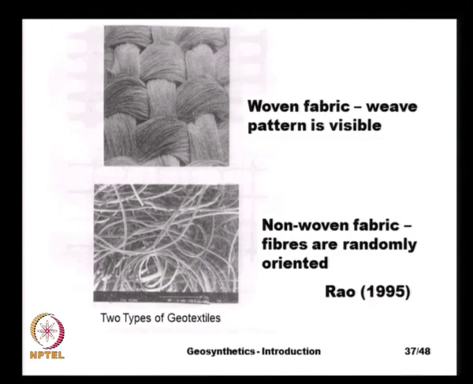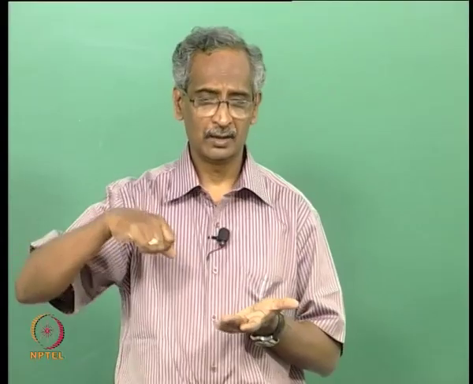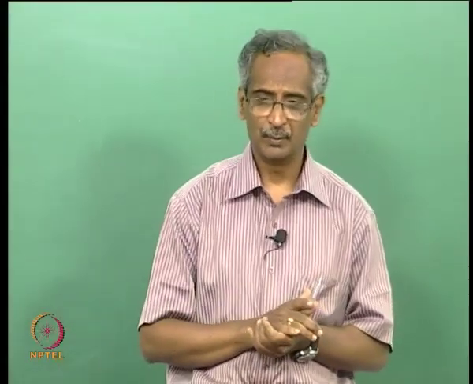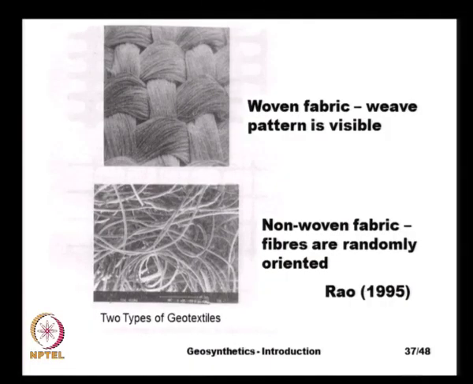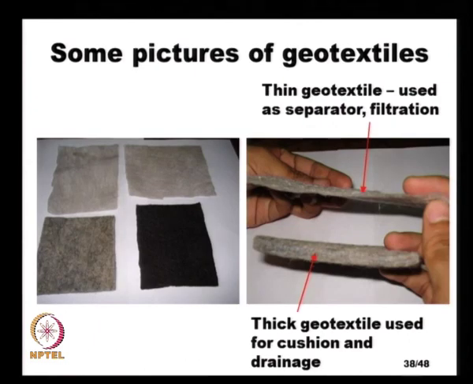And here you see the microscope photographs of a woven product and a non-woven fabric. In the woven fabric, we can see the weave pattern clearly, like the length and the width direction. Whereas in the non-woven fabric, the fibers are randomly oriented and they do not have any preferential direction. Some pictures of the geotextiles are shown here.